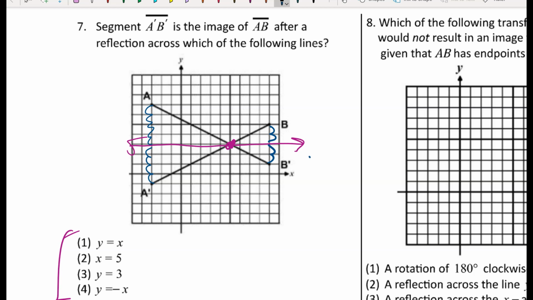I know it's a y equals line because it's horizontal, and if I count how far it went up, that's 3 units away from the x-axis. So all the y values on that line are 3. So that's the horizontal line, y equals 3.